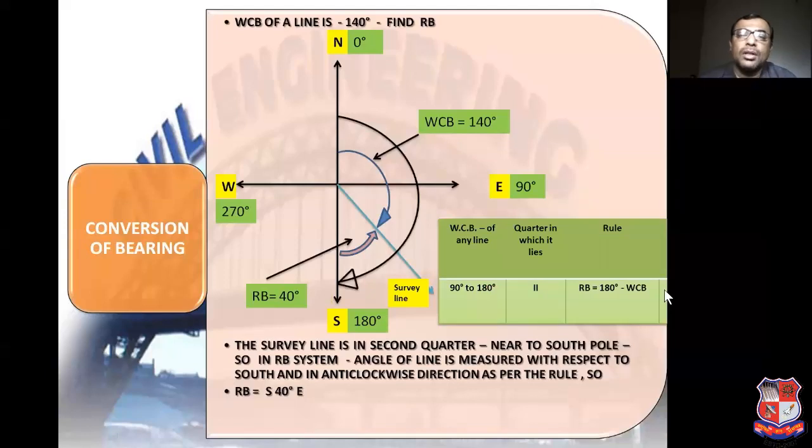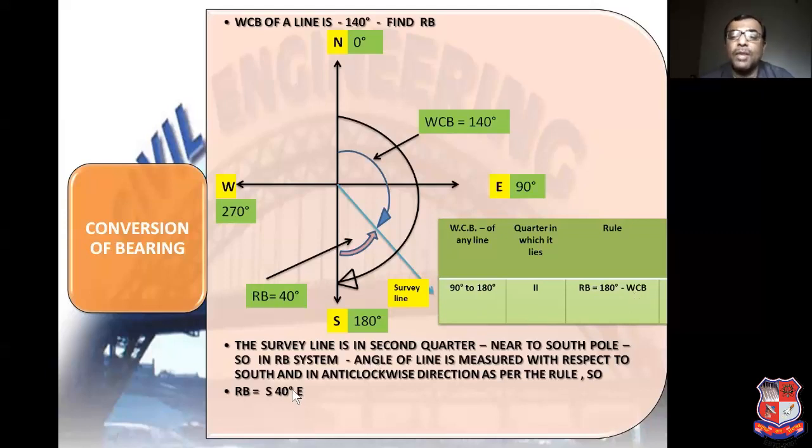Second example: WCB of a line is given as 140 degrees. Find the value of RB of this particular line. Here WCB is given as 140, which means the value of WCB is between 90 degrees and 180 degrees, so the line is in quarter number 2. The rule for quarter number 2 is RB is equal to 180 degrees minus WCB. So apply the rule: 180 degrees minus 140 degrees. So RB is equal to 40 degrees.